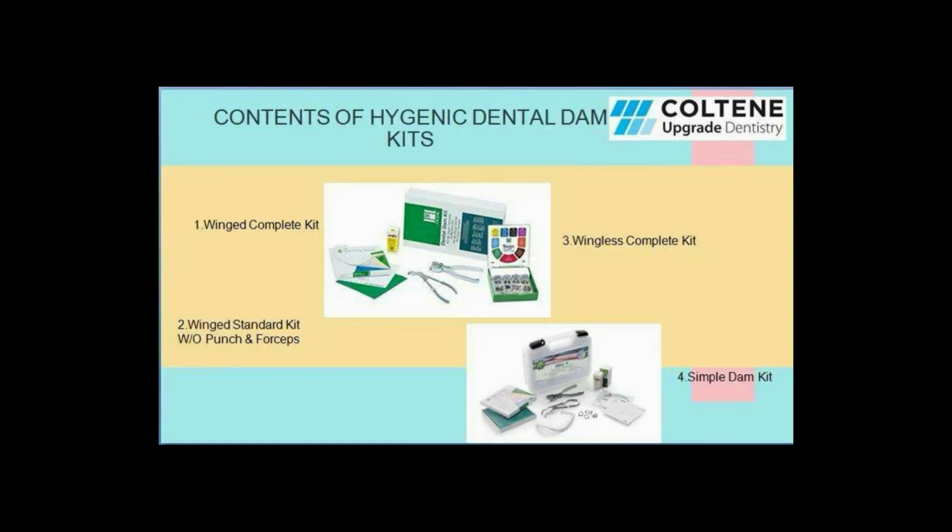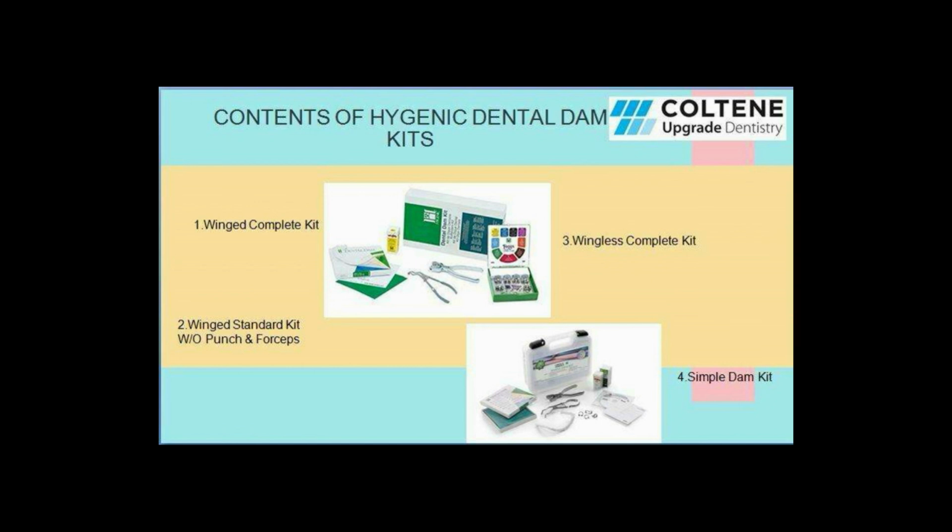Now, next we will talk about the various kinds of hygienic dental dam kits which are available worldwide. Four kinds of kits are available. The first one is the winged complete kit. It consists of the winged Fiesta color coded clamps, along with rubber dam forceps, rubber dam punch, wedgets, rubber dam template, medium thickness rubber dam sheets, and frame.